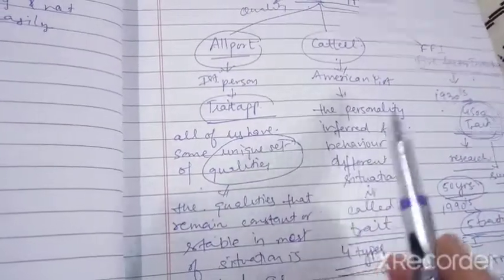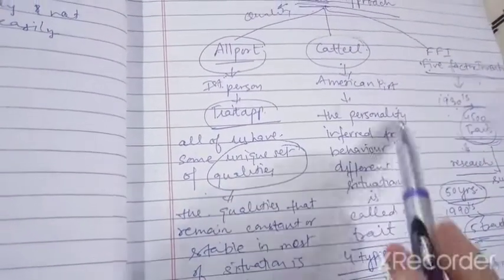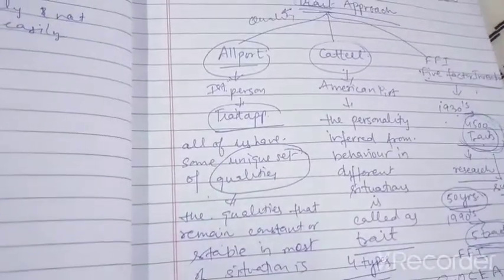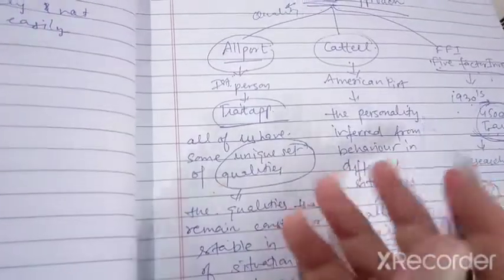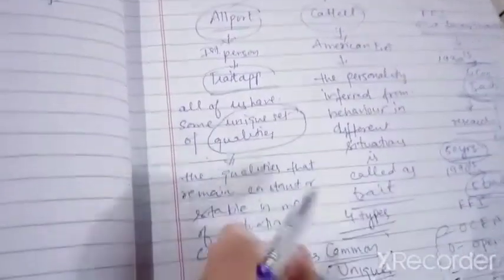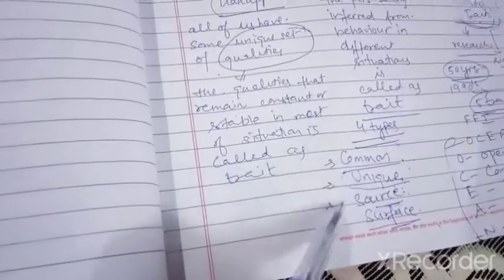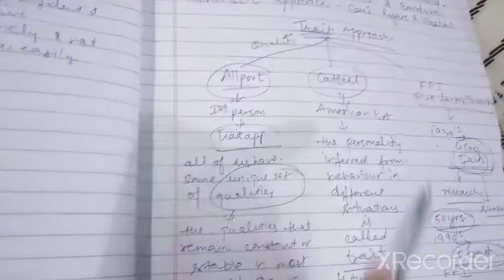On the other hand, Cattell, an American psychologist, said that personality is inferred from the behavior in different situations. Whenever we come across different situations, whatever we react, basically our reactions towards the different situations are called traits. He also explained four types of traits: common, unique, source, and surface.